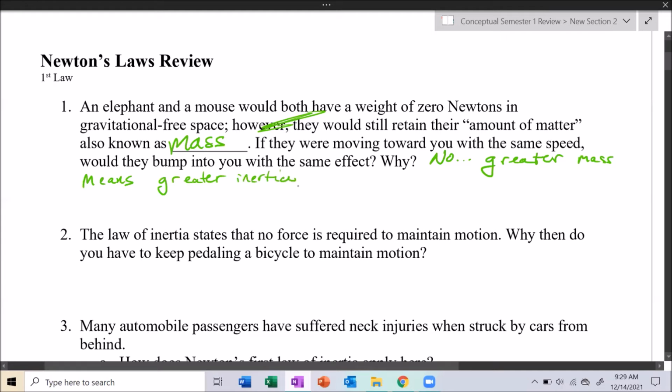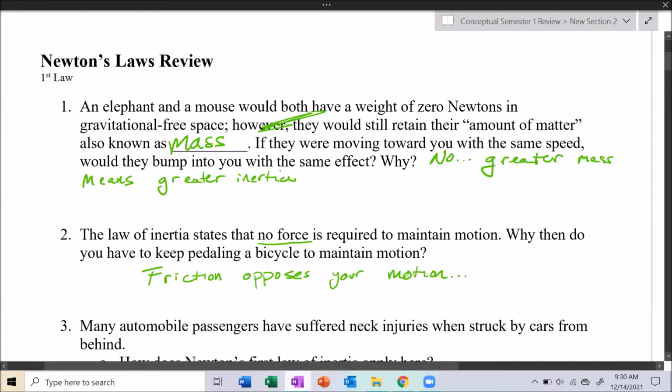So their mass is constant, but their inertia is greater based on their mass. So an elephant has more mass, elephant has more inertia. Think of mass as a measurement of inertia. So the law of inertia states that there is no force required to maintain motion.